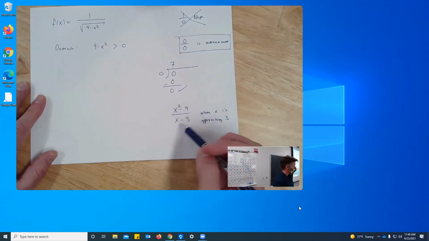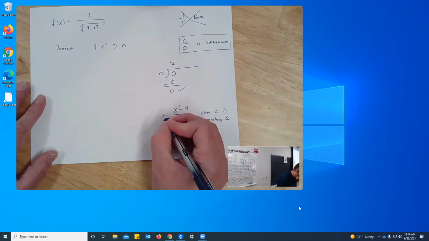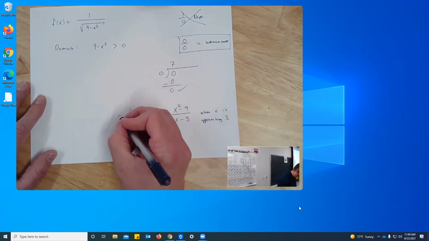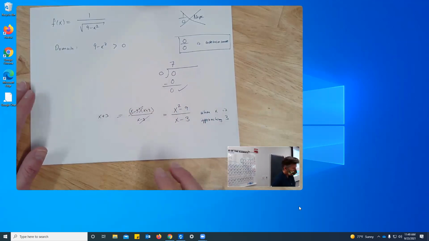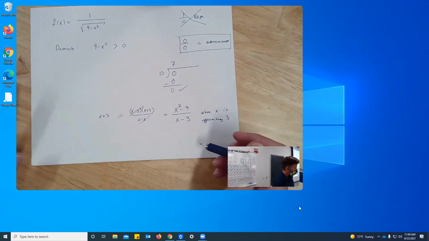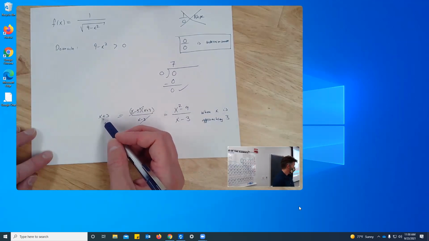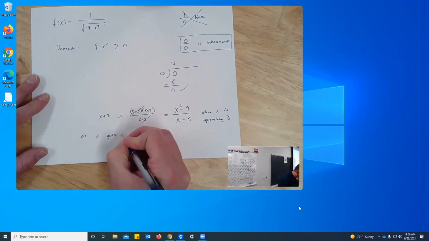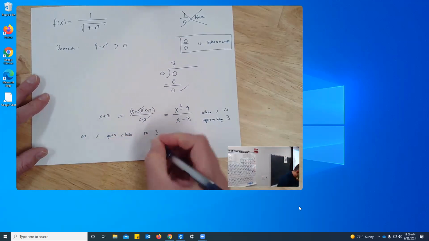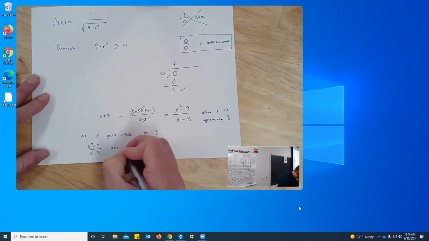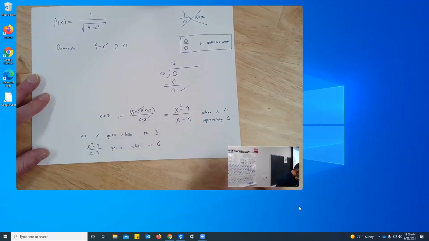Well, we can factor and cancel some stuff here, right? This is equal to x minus 3 times x plus 3 over x minus 3. And those x minus 3's can cancel. And this is equal to x plus 3, as long as x isn't actually equal to 3. But if x is really, really close to 3, what's x plus 3 really, really close to? Right. So as x gets close to 3, x squared minus 9 over x minus 3 gets close to 6.